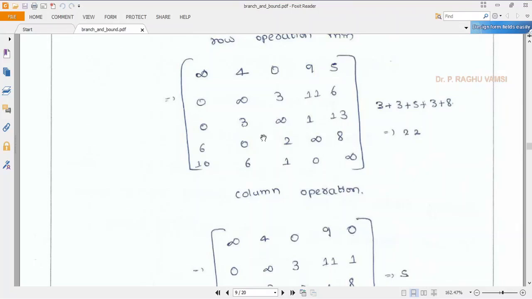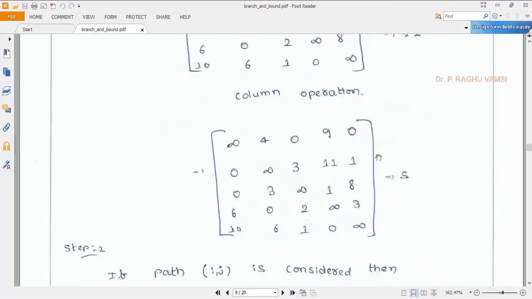Remaining all other columns are having 0 as the minimum element. So the only cost that we can reduce from the columns is in column 5, which is 5. So that is the 5 value.